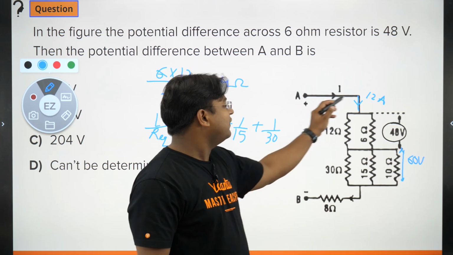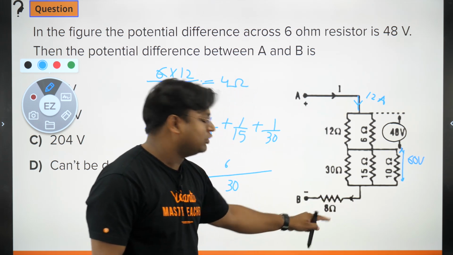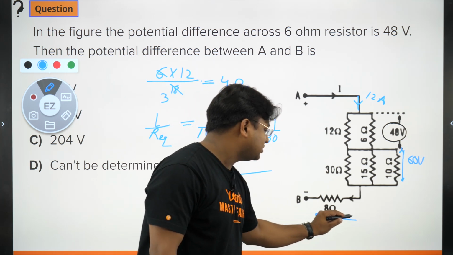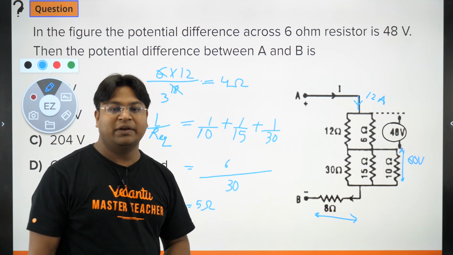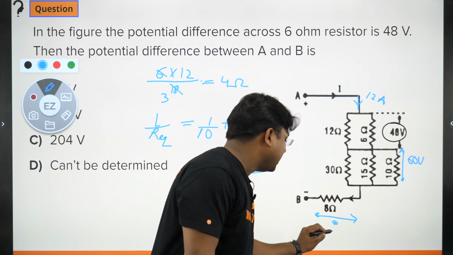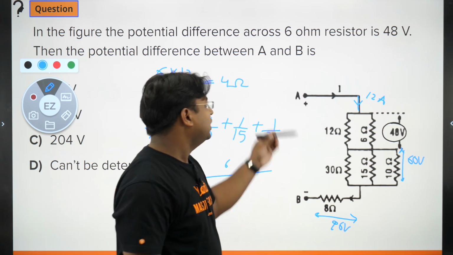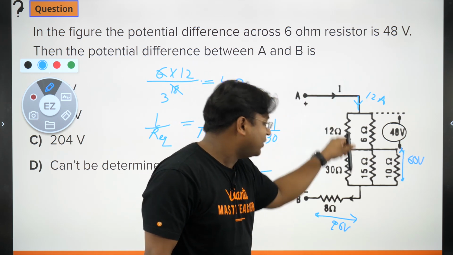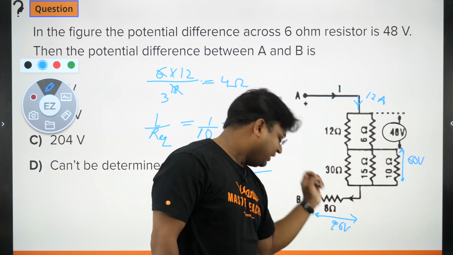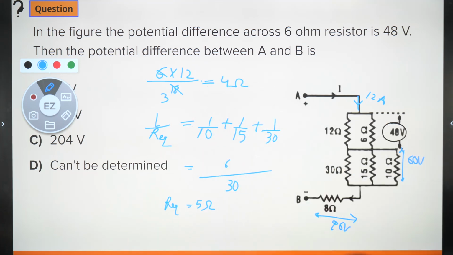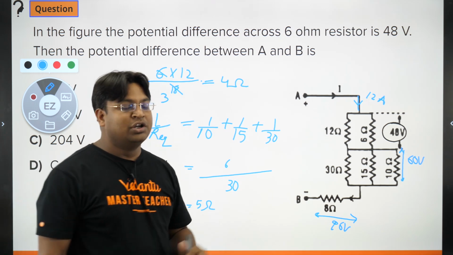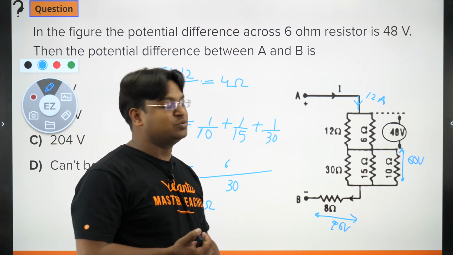Alright. Now 12 ampere is coming like this and 12 ampere also flows through this 8 ohm resistance. So what is the potential difference across this resistance? It will be 12 into 8, which becomes 96 volt. Alright, so as we are moving from A towards B, we witness a potential drop of 108 volt and then a potential drop of 96 volt. So 108 plus 96 becomes 204.